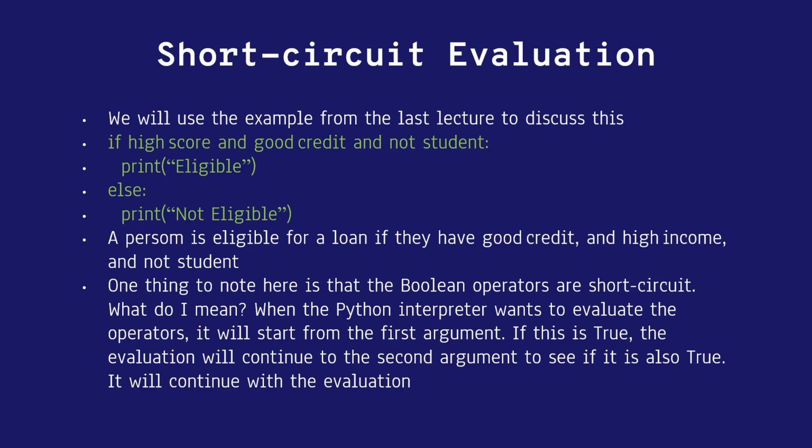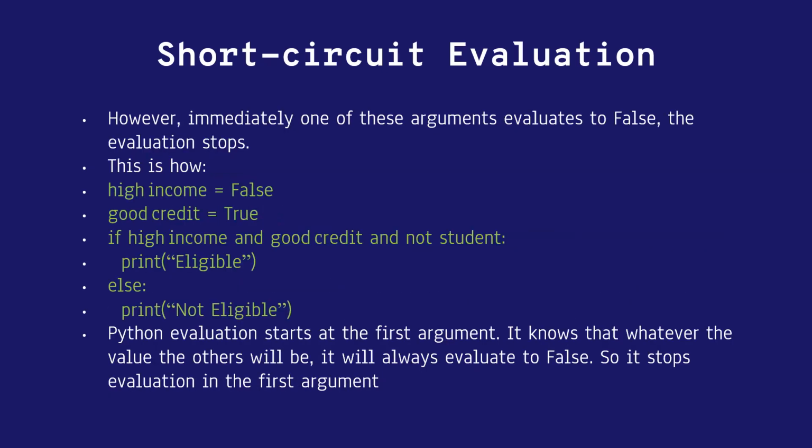A person is eligible for a loan if they have good credit and high income, and they should not be a student. One thing to note here is that the Boolean operators are short circuit. What do I mean? When the Python interpreter wants to evaluate the operators, it will start from the first argument. If this is true, the evaluation will continue to the second argument to see if it is also true. It will continue with the evaluation. However, immediately one of these arguments evaluates to false, the evaluation stops.